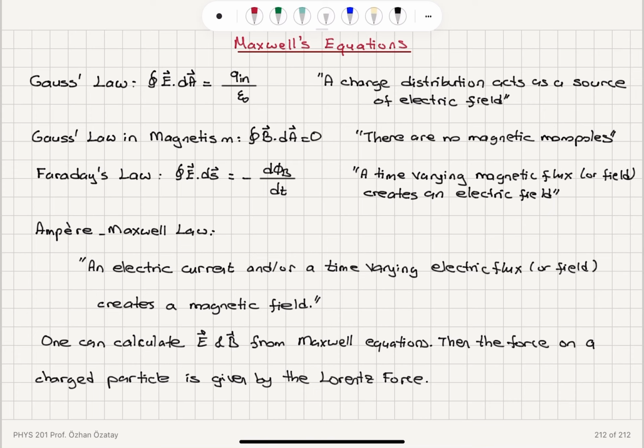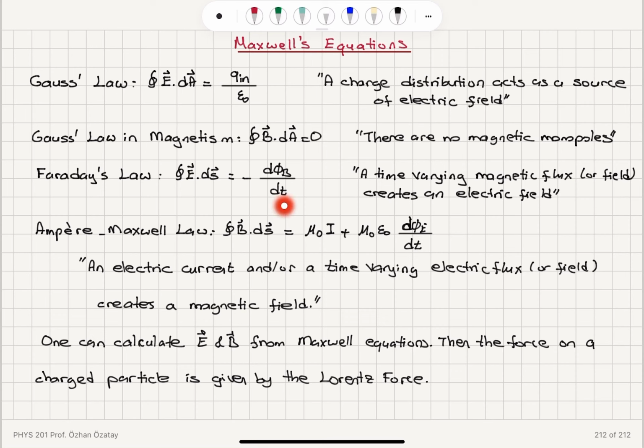Ampere-Maxwell law, which is the version for the magnetic field, the closed path integral B dot ds is equal to mu 0 times the current enclosed by that path, by any surface that is bounded by this path, plus the mu 0 times the displacement current, epsilon 0 d phi E dt, which is the term introduced by Maxwell, which says that a time-varying electric flux can be thought of as an equivalent current. So an electric current or a time-varying electric flux or electric field creates a magnetic field.